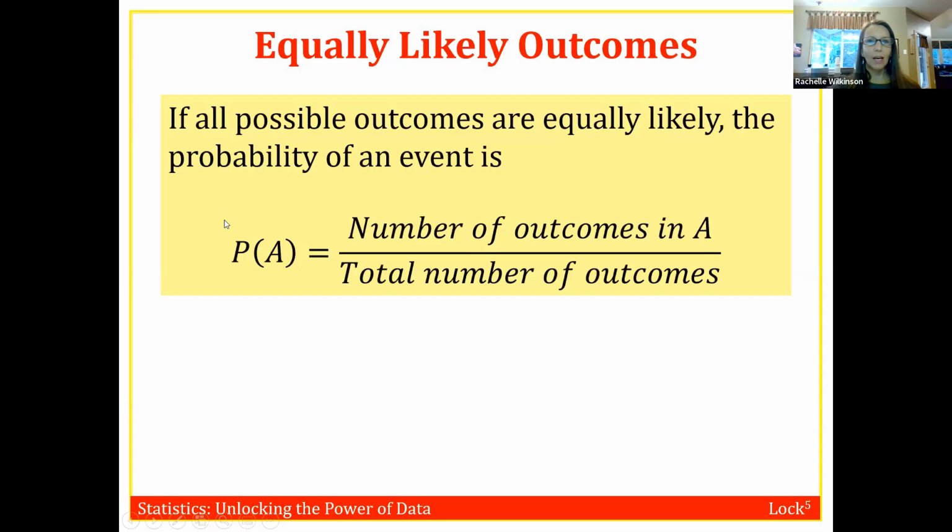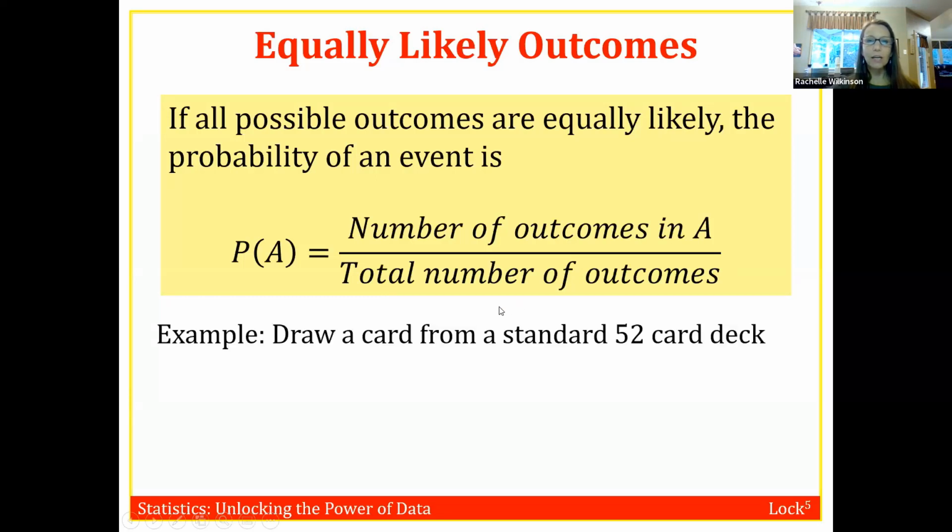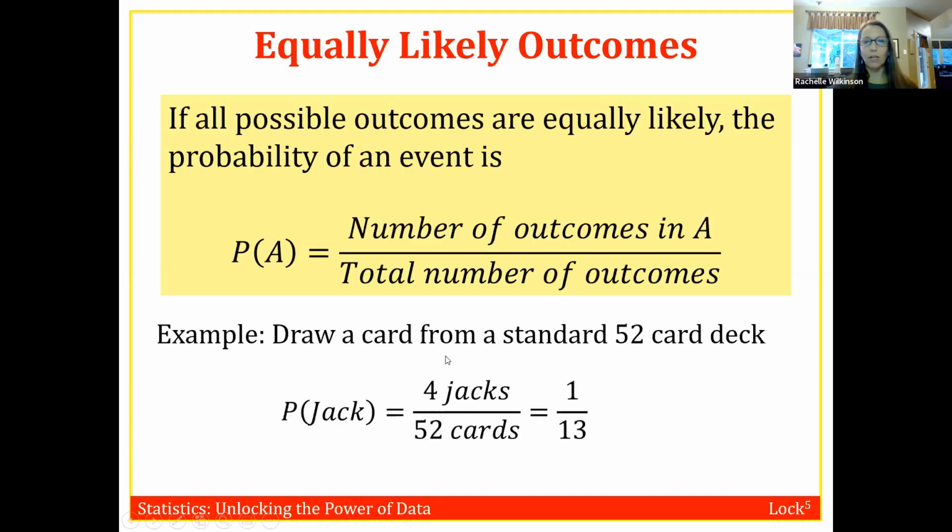If we're talking about finding probability, if all the possible outcomes are equally likely, then we can figure out the probability of an event by taking the number of outcomes that are in the event that we're interested in and dividing by the total number of outcomes. So for example, let's say we're drawing a card from a standard 52 card deck, and we want to know, what's the probability that I would draw a jack? Well, there are 4 jacks in a 52 card deck. All the cards should be equally likely. So the probability of drawing a jack would be 4 out of 52, or in other words, 1 out of 13.